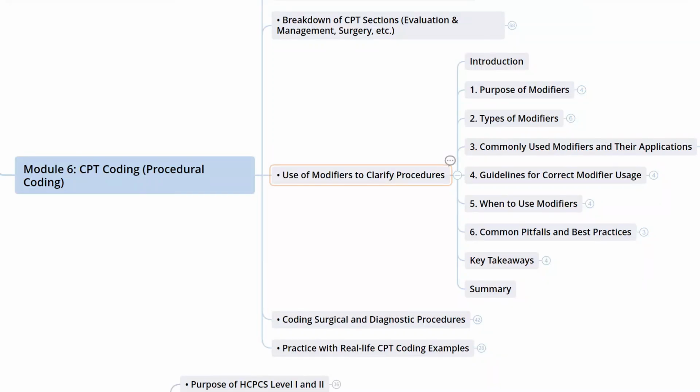Next, use of modifiers to clarify procedures. Introduction. Modifiers are essential tools in CPT coding that provide additional information about a procedure or a service without changing its core code. They help clarify circumstances, convey special circumstances, and ensure precise billing. This module explains the purpose, proper use, and guidelines for modifiers to enhance code specificity and reimbursement accuracy.